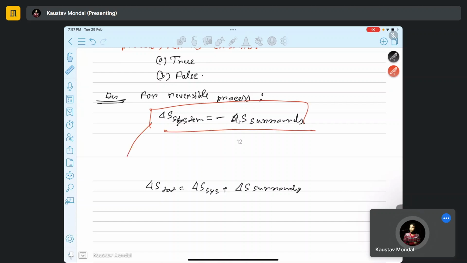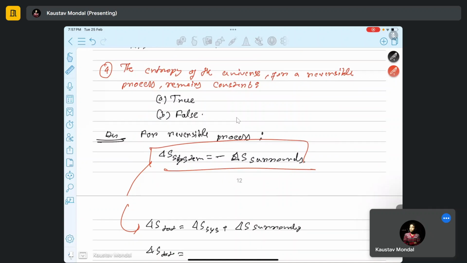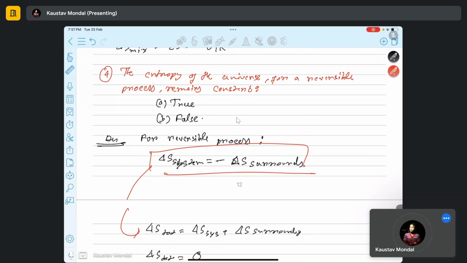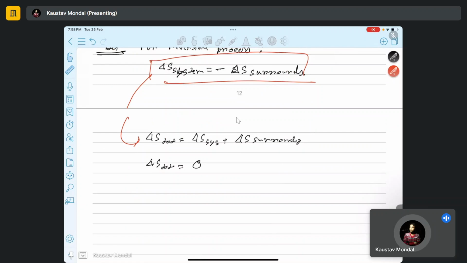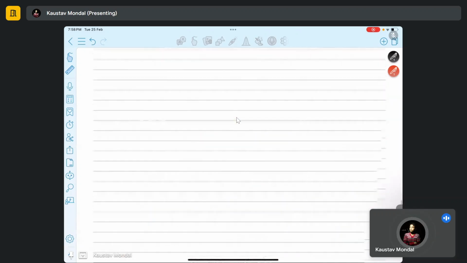So if we substitute it here, as these two cancel, delta S total gives you 0. So total change in entropy will be 0. This means that if the change in entropy S is 0, then entropy will remain constant. Okay, this is our last one. I hope all of you understood how we're solving this problem.